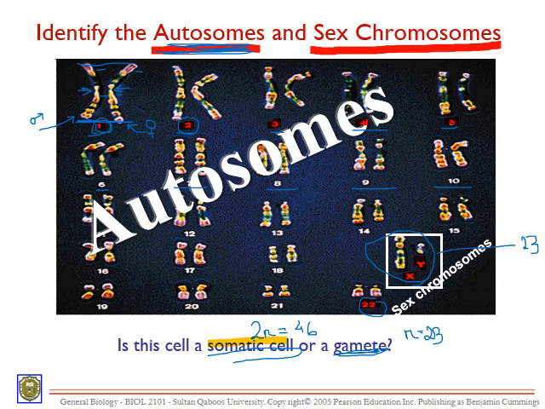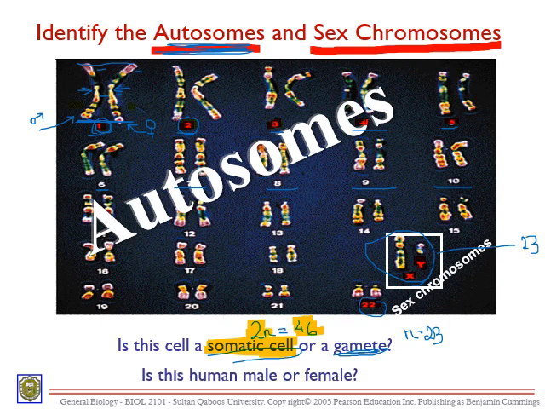Of course, it's a somatic cell. Why? Because it has 46 chromosomes. You have two sets of each chromosome. Chromosome number 1, two sets. Chromosome number 2, two sets. Chromosome number 3, two sets, until you reach the XY set. If you had just an X or a Y, and from chromosome number 1 to chromosome 22 each one had only one chromosome, then that would be a gamete.